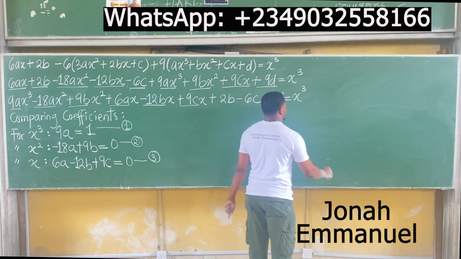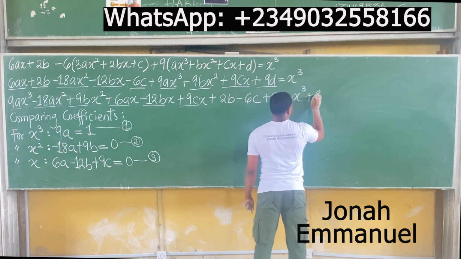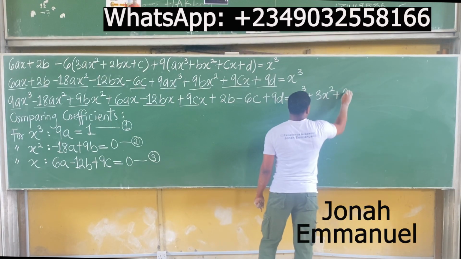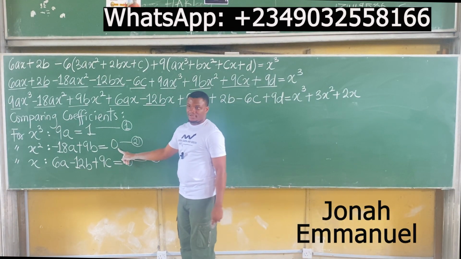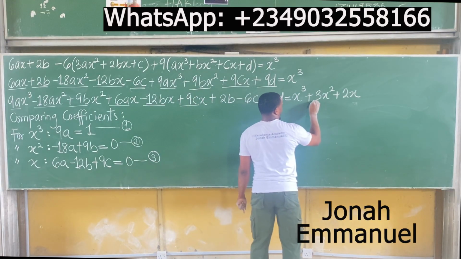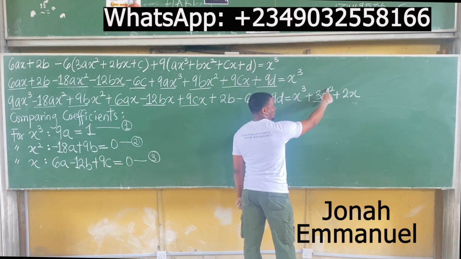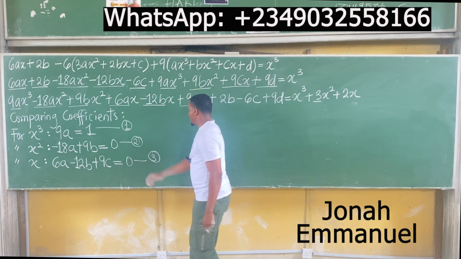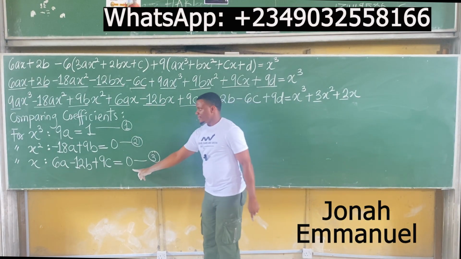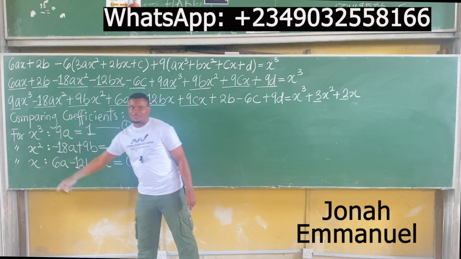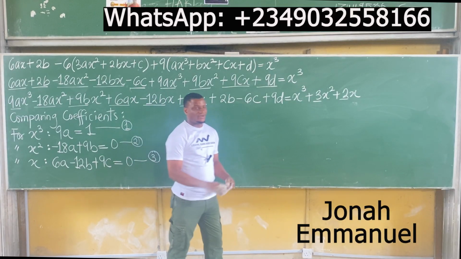So look at this. If I had this as x cubed plus, let's say, 3x squared plus 2x, this would be equal to what there? 3. Why? I have a coefficient for what there? X squared. If I had x, this would be equal to what there? 2. Because for the right hand side, the coefficient of x is 2. But I don't have that, so don't worry.